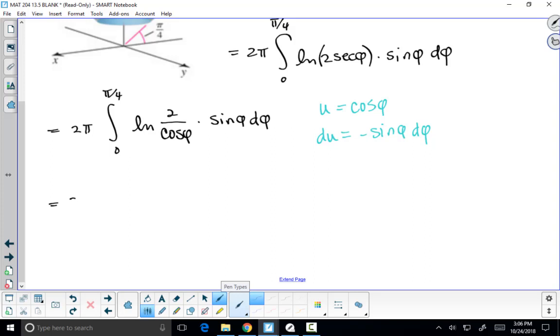So that will leave us with an integral. Let's see, do we want to convert our limits? Yeah, let's convert our limits. They're easy enough in this case. If phi is 0, cosine of 0 is 1. Cosine of pi over 4 is root 2 over 2. And then we're going to have natural log of 2 over u multiplied by du. Now we're going to kick the negative out front.